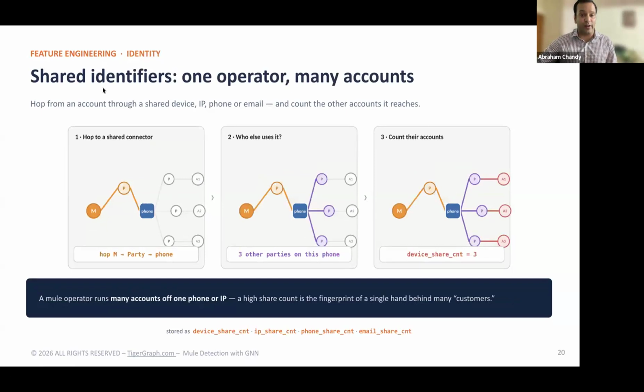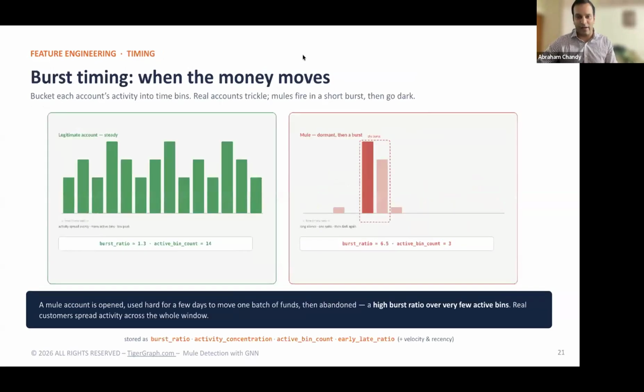And another one would be shared identifiers. For example, if you have a party that has a phone that they share with multiple parties sharing the same phone, and these parties have accounts as well. So in this case, you'll have a device share count of 3, and that will be shared on your account as well. So mules usually have multiple phones associated with one IP. So this is just an example of the kind of feature engineering features that you can have.